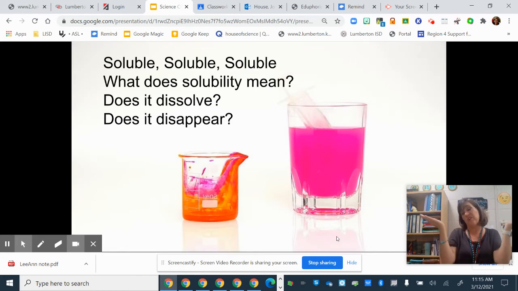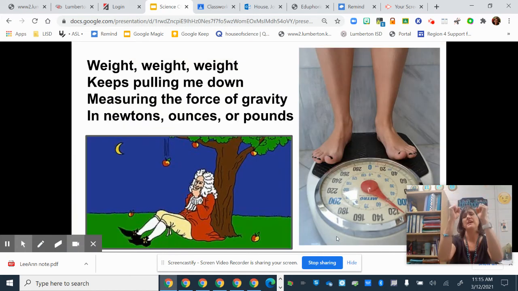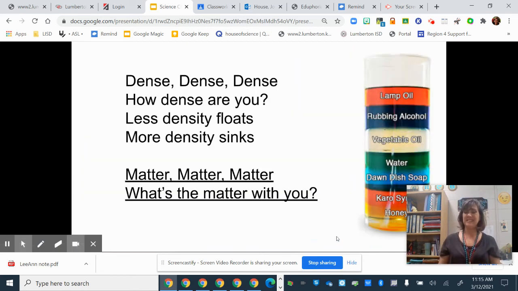Soluble, soluble, soluble. What does solubility mean? Does it dissolve? Does it disappear? Weight, weight, weight keeps pulling me down. Measuring the force of gravity in newtons, ounces, or pounds. Dense, dense, dense. How dense are you? Less density floats. More density sinks. Matter, matter, matter. What's the matter with you? Keep practicing.